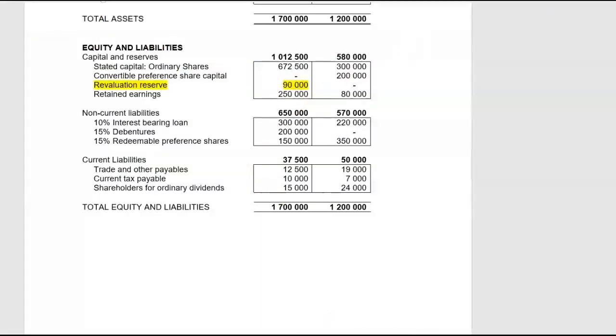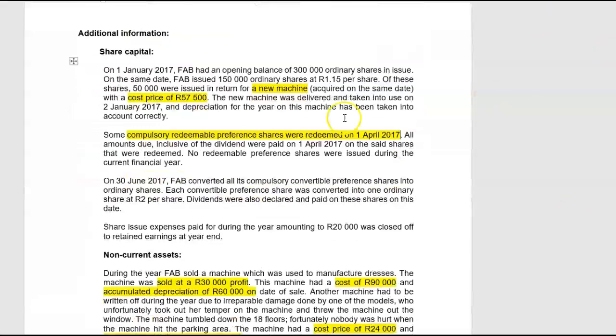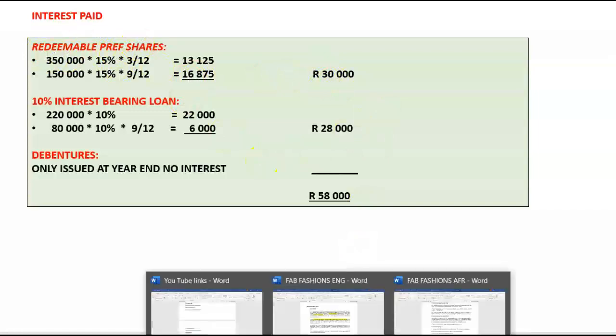16,875. Just check, our year end is 31 December. So from the 1st of April up to the end of December, that is the 9 months, and that will give us that interest. So total interest on redeemable pref shares, 30,000 Rand.